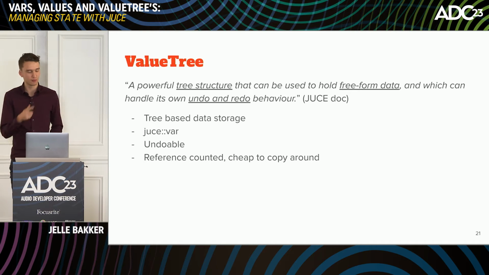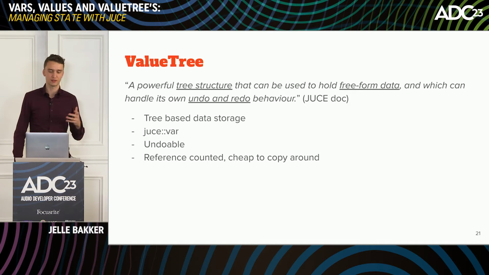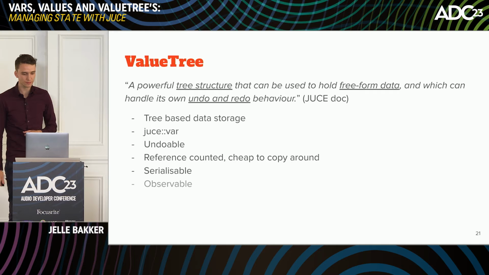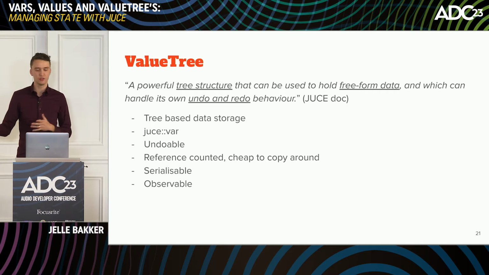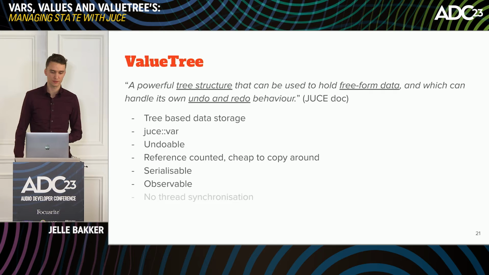It's very useful, but it's an important concept to understand that when you copy ValueTrees, you're not actually copying the underlying thing. And as I said, it's serializable as long as the JUCE vars that you use to store data are all primitive types or strings. It's observable, so any change you make, you can watch it and you get callbacks when things change.